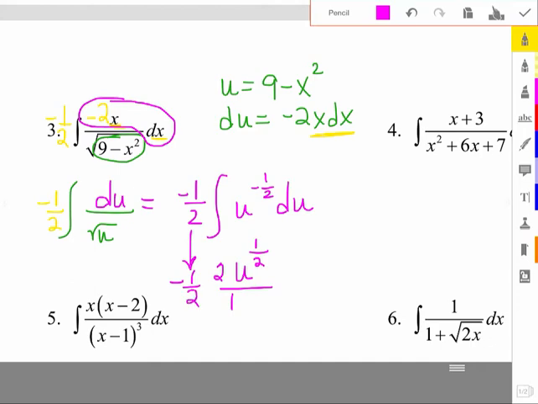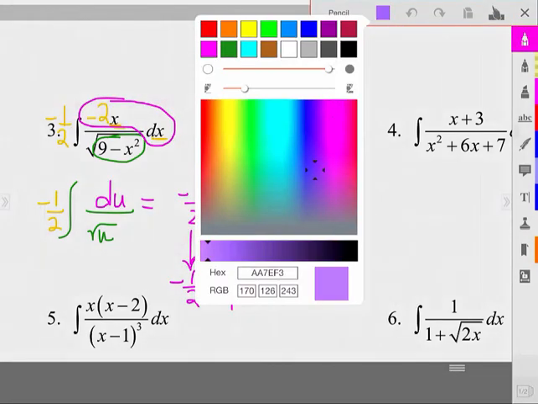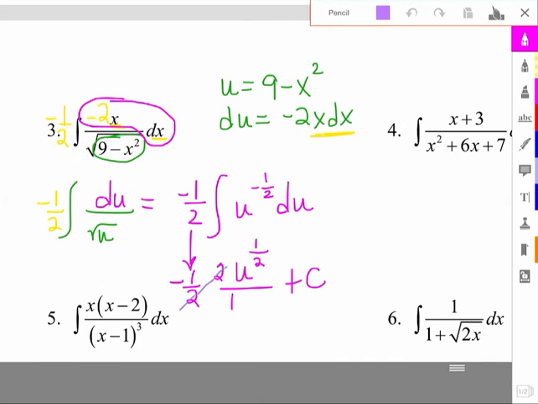And some magic happens, those cancel. And so I get negative u to the 1/2 plus c, or negative 9 minus x squared to the 1/2. If I like that, I can put it back in the radical. Plus c. Awesome.